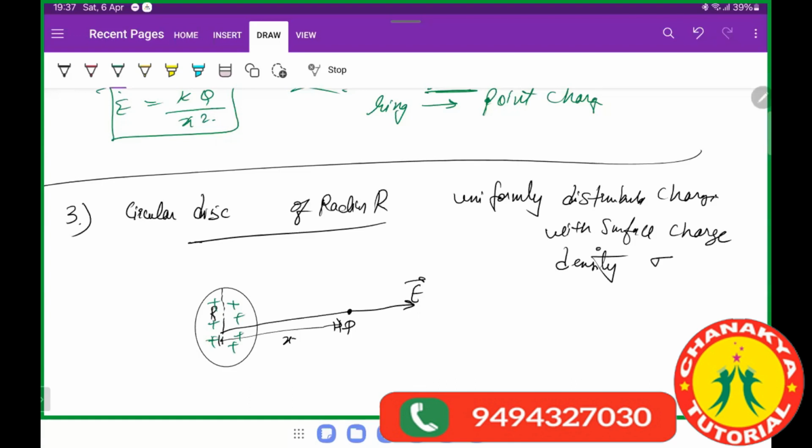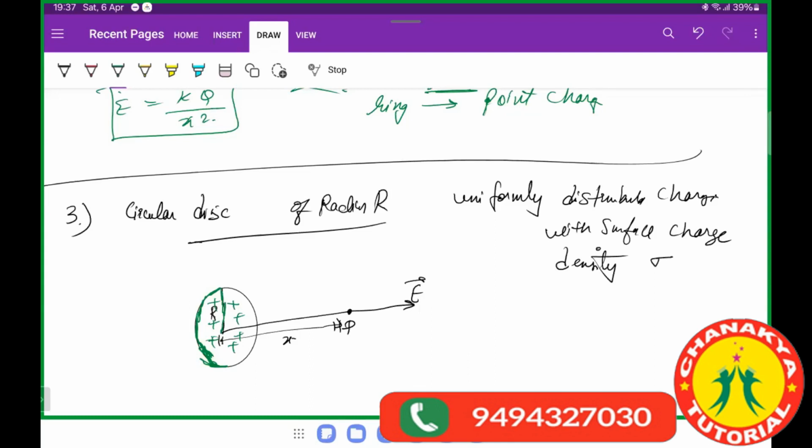What is surface charge density? Q by A. Then what was linear charge density? Q by L. And volume charge density? Same, Q by V.